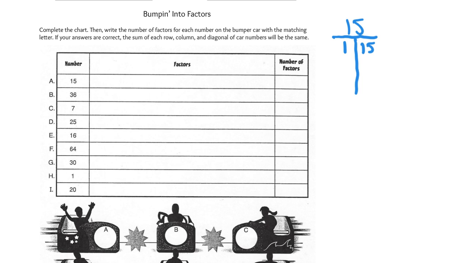2, no, only even numbers would have 2. 3, yes, 3 times 5 equals 15. 4, no, and 5's already there, so I'm done. Now I need to write them in order.